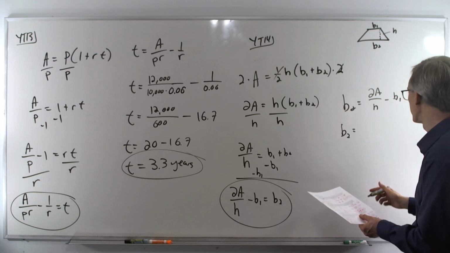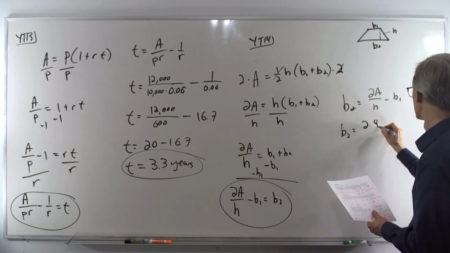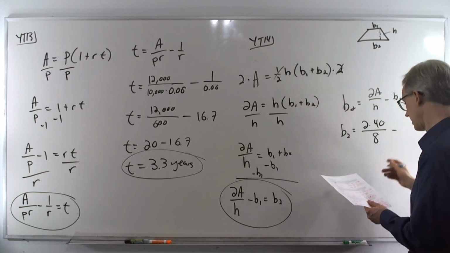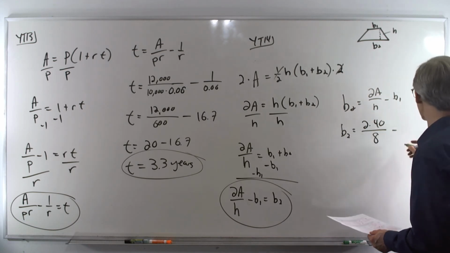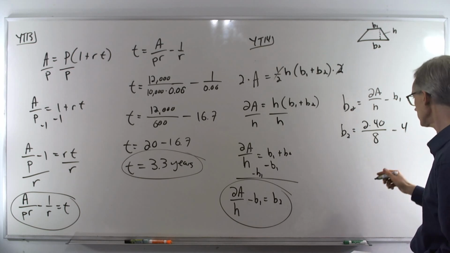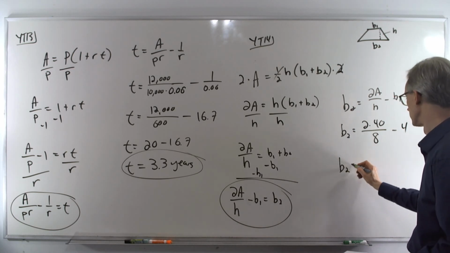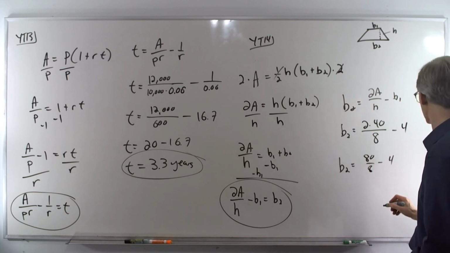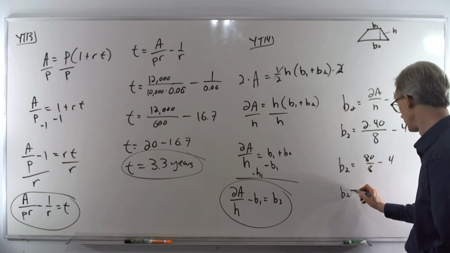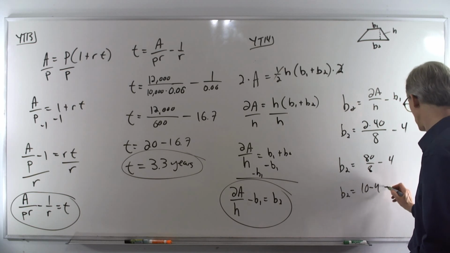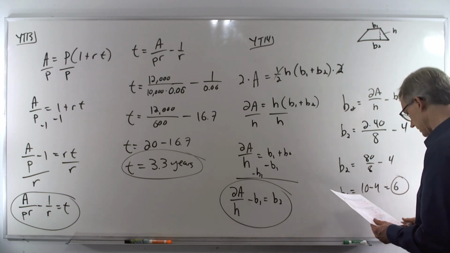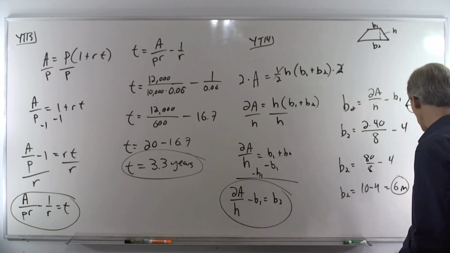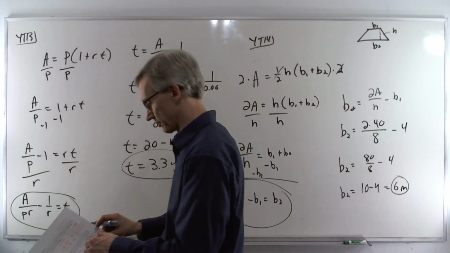The area is 40 square meters. So we got 2 times 40 up top. The height is 8. 8 goes on the bottom. And base 1 is 4 meters, so minus 4. 2 times 40 is 80, so we got 80 over 8 minus 4. And we get 6, and let's see, in meters. So the length of the second base is 6 meters.